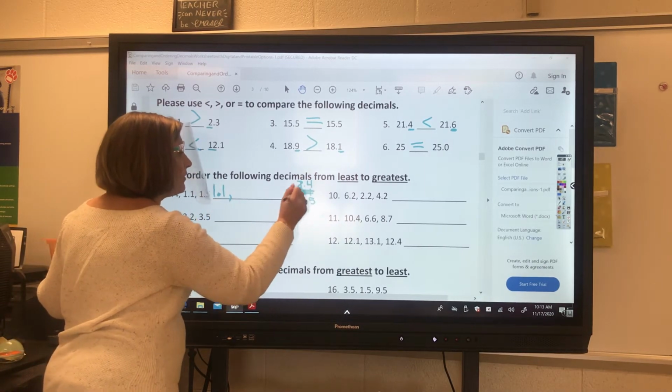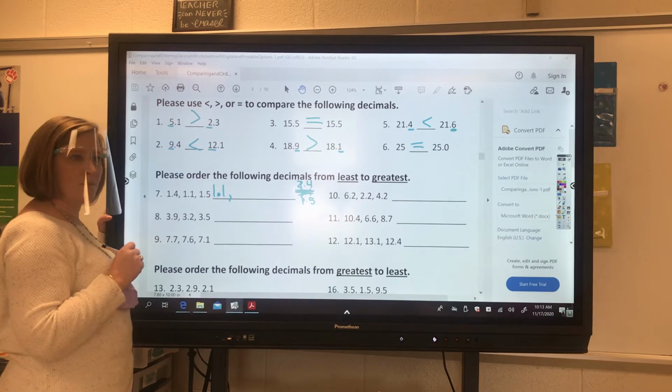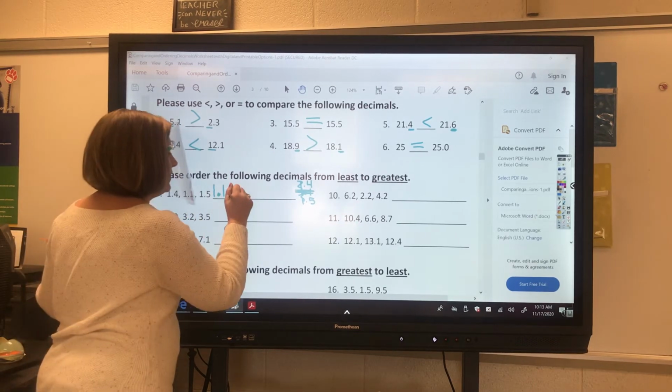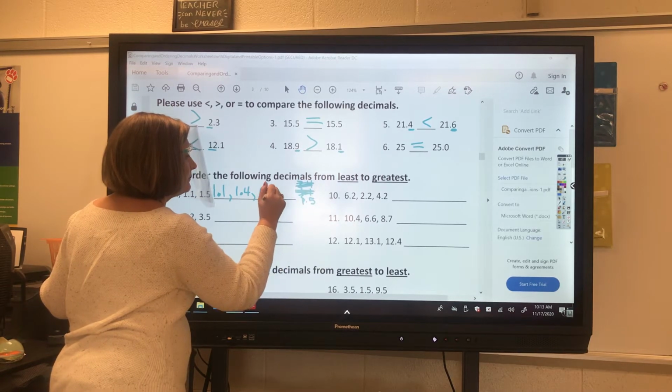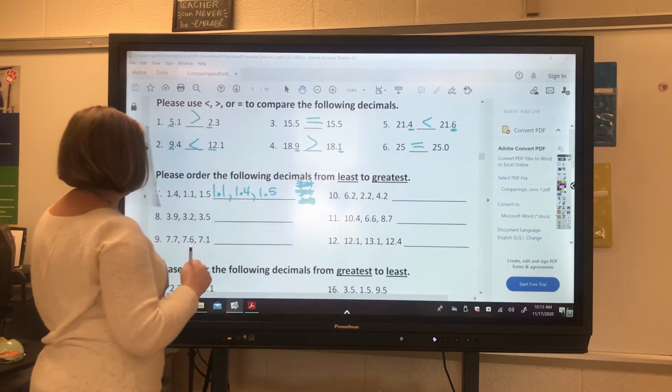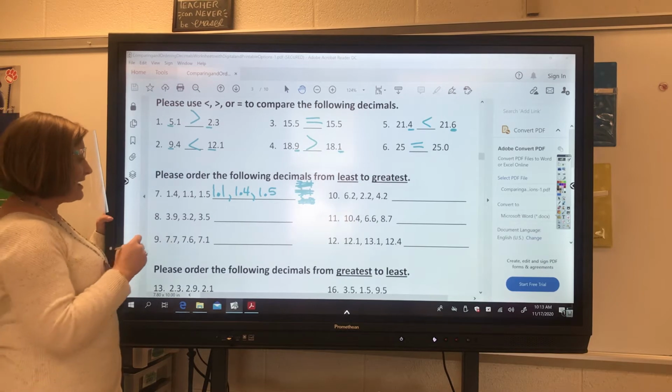And I'm going to mark it out. What's going to come in the middle? 1 and 4/10. And what's the biggest one? 1 and 5. All right, let's do number 8 together.